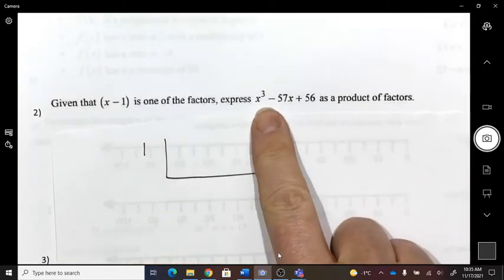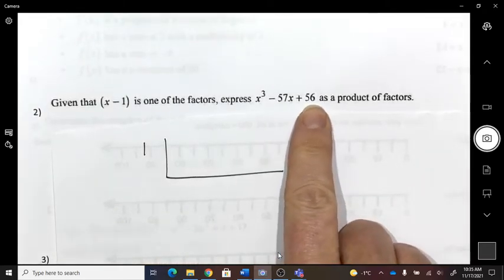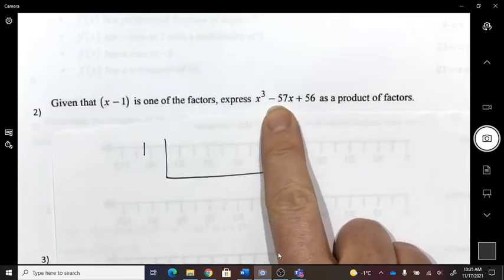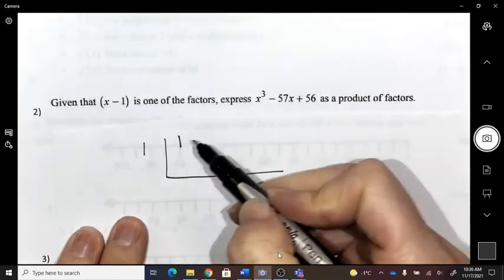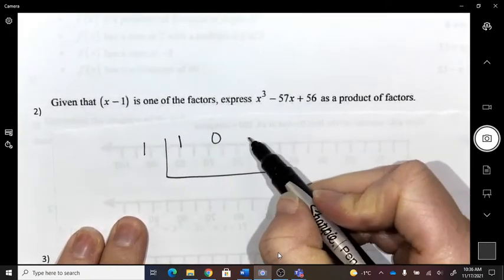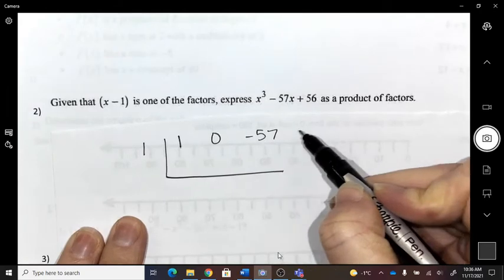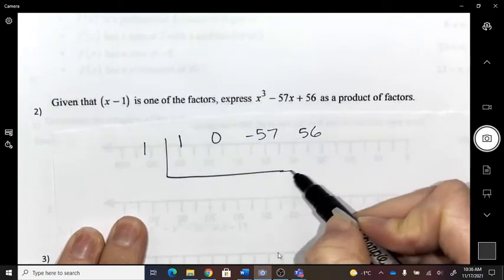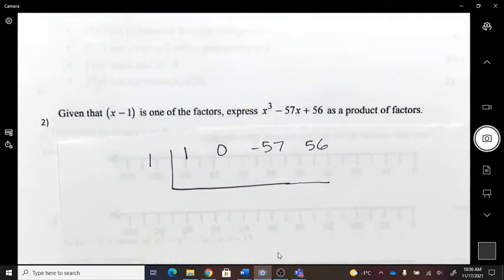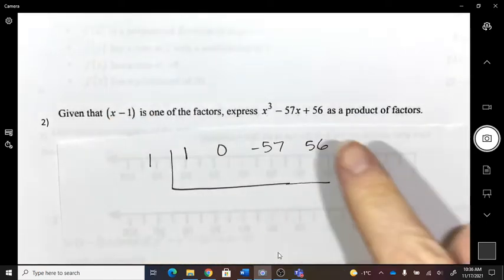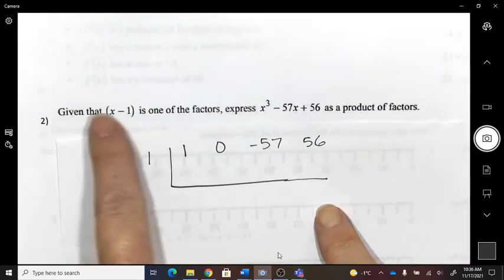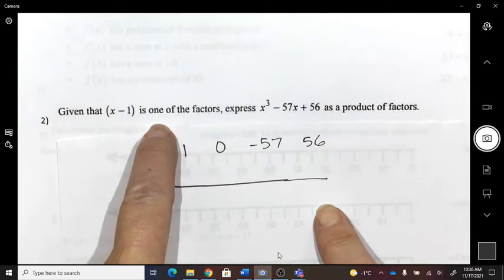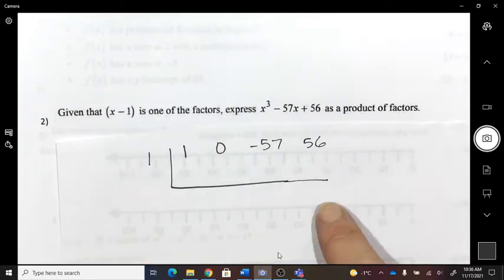Look at the order here. Are we good, or do we need a 0 filler? We need a 0 in the squared spot. So 1 for the cubic, 0 for the squared, negative 57 and 56. You know what I already know? When I divide this, it is going to for sure be 0 because it told me that it was a factor. So you better get a 0.